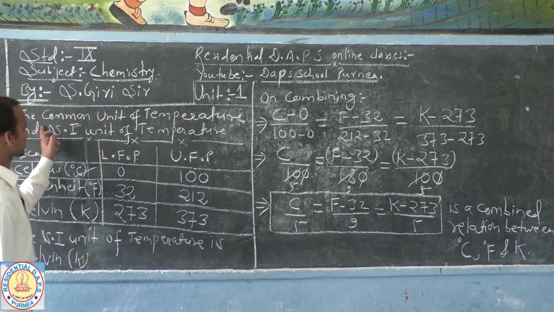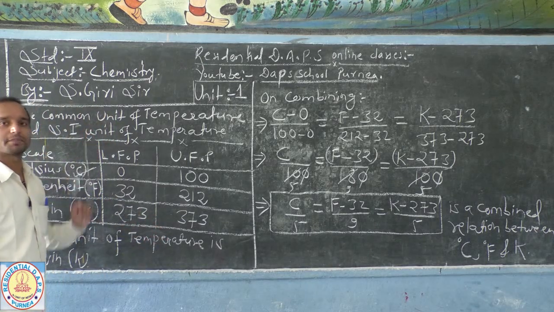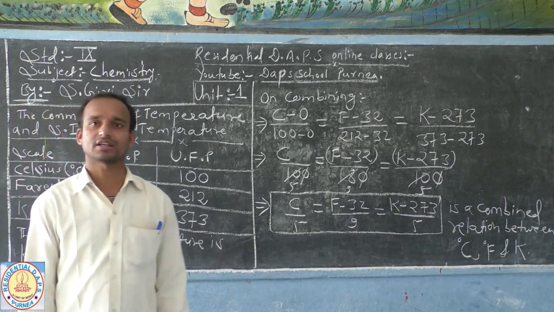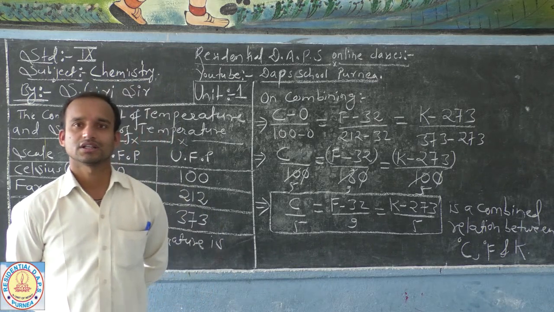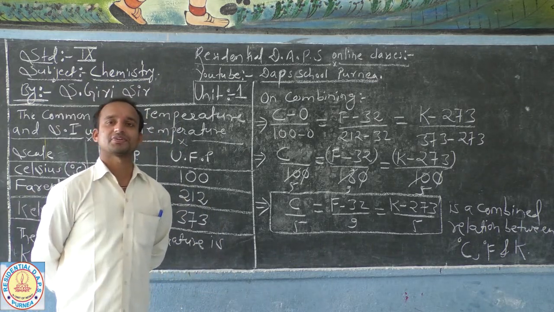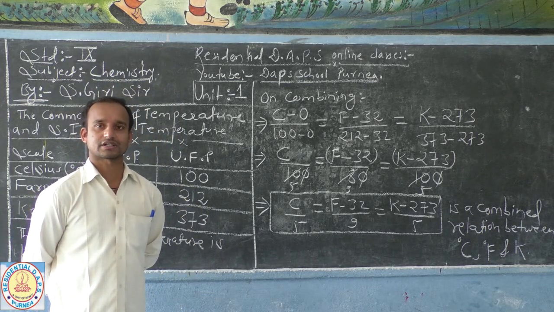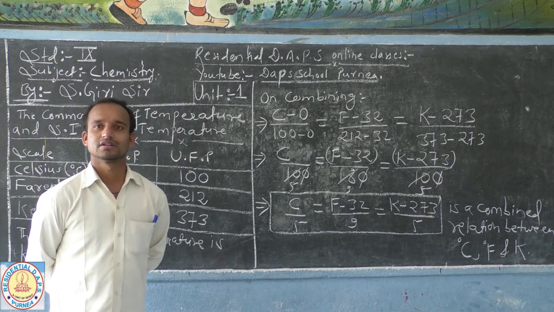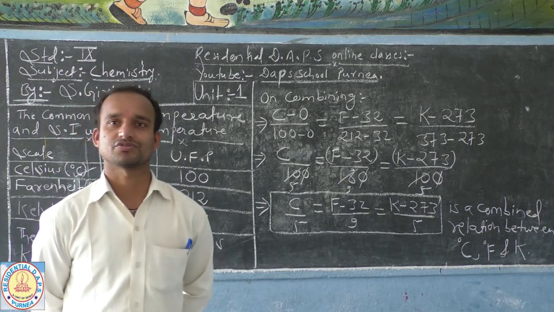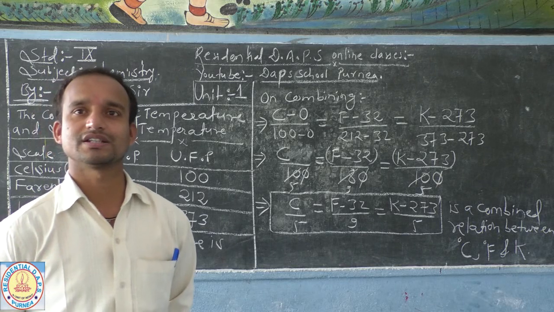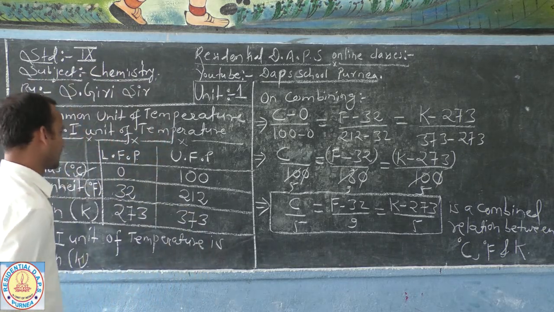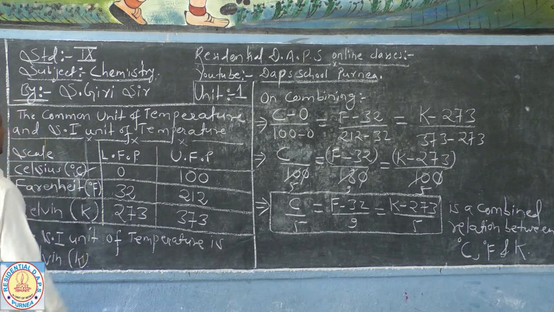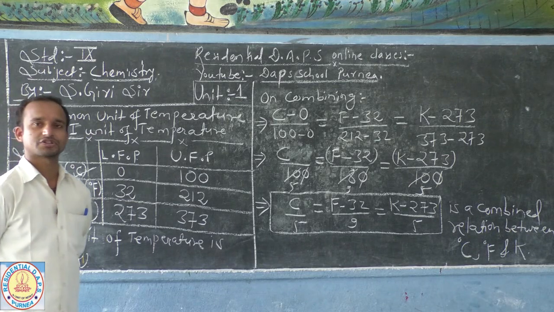So, students of class 9, it is time to discuss the new topic, that is the common unit of temperature and the SI unit of temperature. As we all know, we can express the temperature of a body in three different scales: the Celsius scale, degree C, the Fahrenheit scale, degree F, and Kelvin, K. And next is to discuss the SI unit of temperature too.